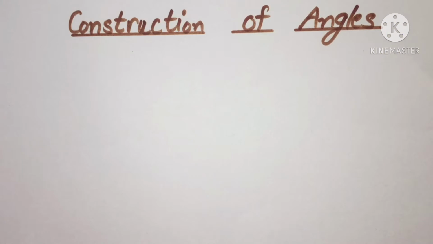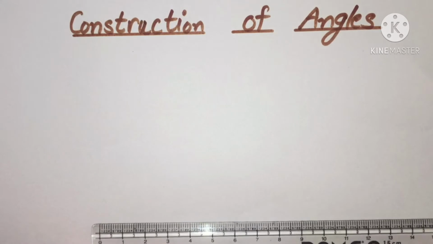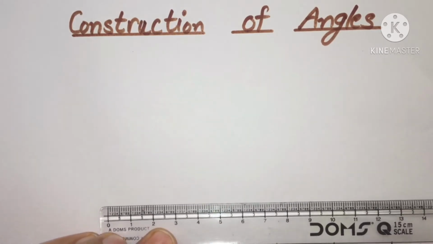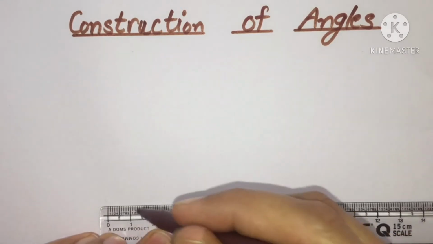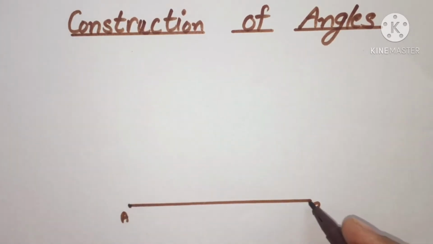Hello viewers, in this video you are going to learn how to construct different types of angles with the help of a compass. First we will learn how to construct a 30-degree angle, and for that you have to take a line segment of your choice. Like I am taking a line segment, I am giving the name of this line segment AB. So two endpoints of this line segment are A and B.